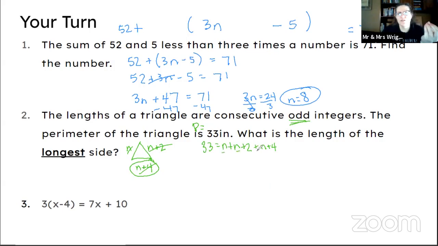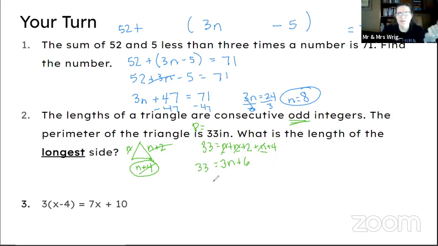I have 1, 2, 3 like terms. So I'm going to put an n right here. Add their coefficients. That's the coefficient of 1 plus 1 plus 1 is 3. Okay, now I'm going to cross those out because I already did them. Combine my constants. 4 plus 2 is going to be 6. So I've got 33 equals 3n plus 6.